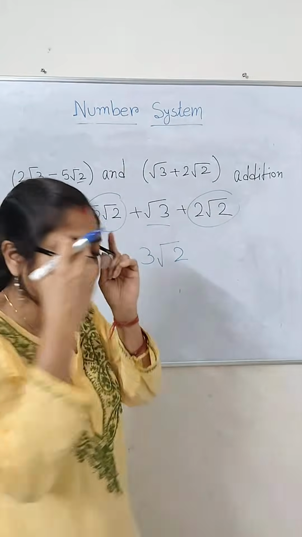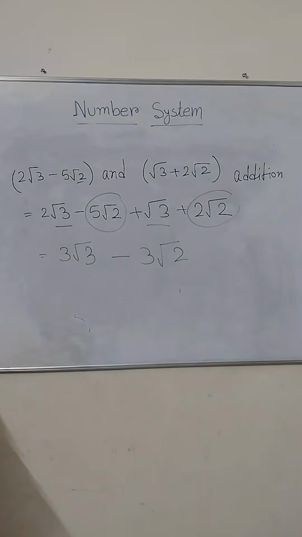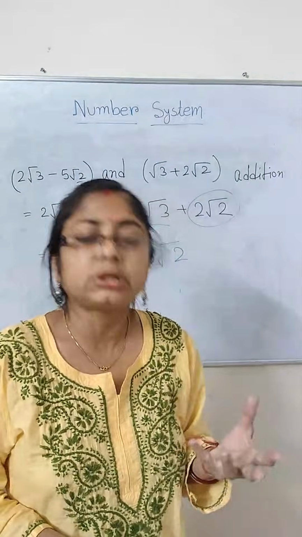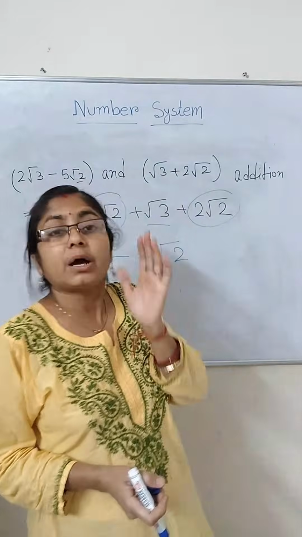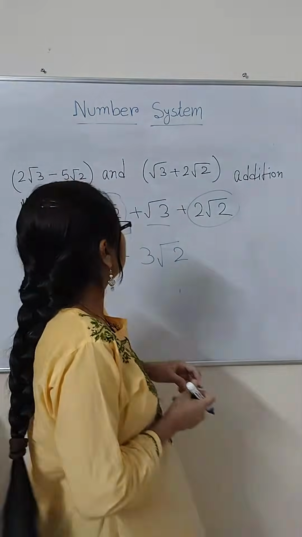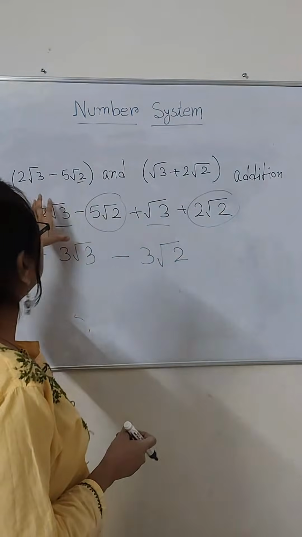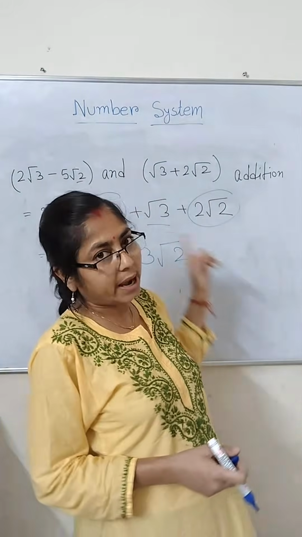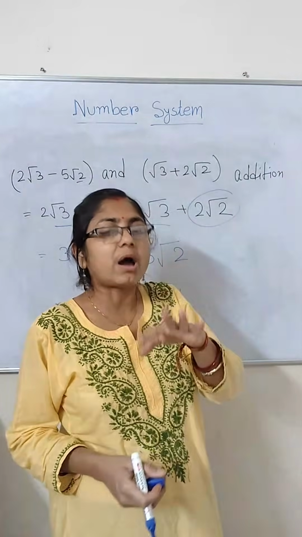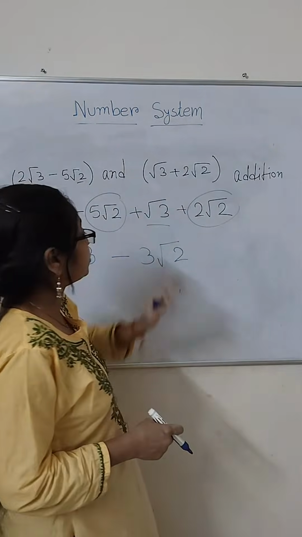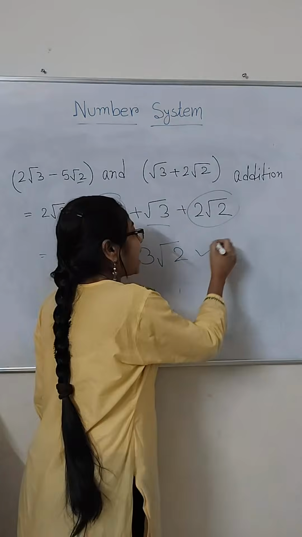I repeat this part one more time. What I am telling, when there is root, you check the root part. If the root part is same, then we can add or subtract. Okay? So in that way, what is the root part? I check 2 root 3 and root 3. This is the same root part. So that is 2 and that is 1. No number means 1, 1 and 3. And the same, we do the same. 5 root 2 and this one. Then the answer.